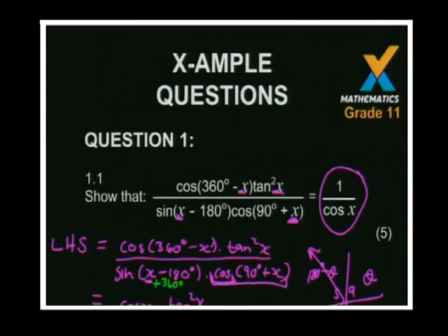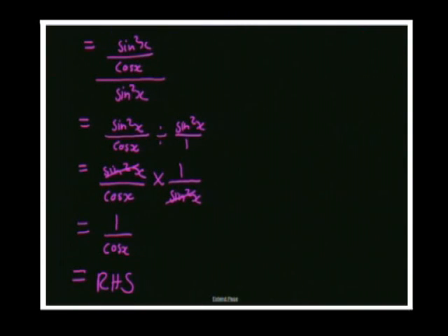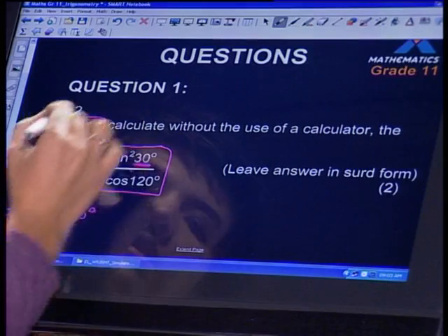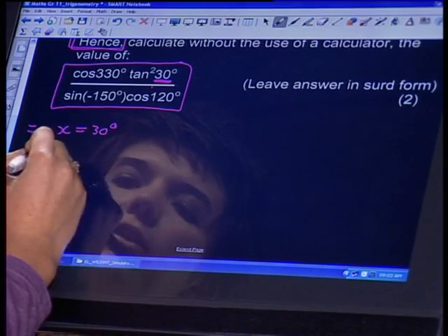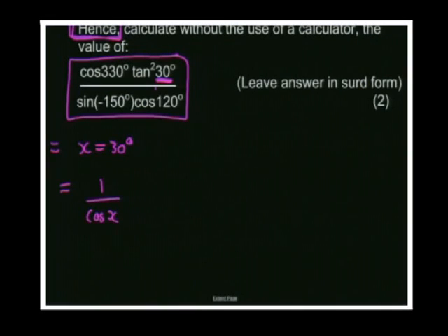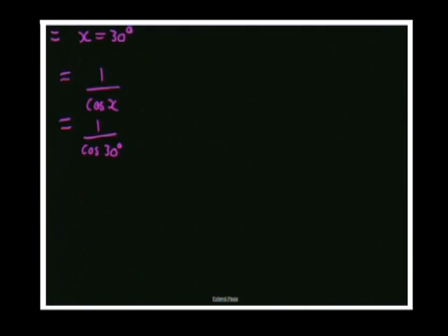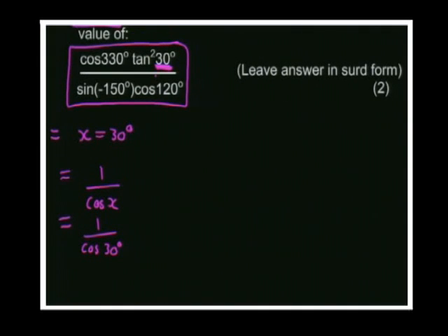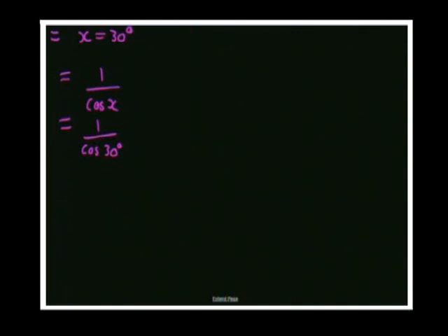Now you are going to use the answer of the previous one, which was 1 over cos x. I know that that whole thing will simplify to 1 over cos x. That's what I've just done in the previous sum. But I also know that x is 30. So I substitute that in. How do I know x is 30? Because there it jumps out. They're actually giving 30 there.